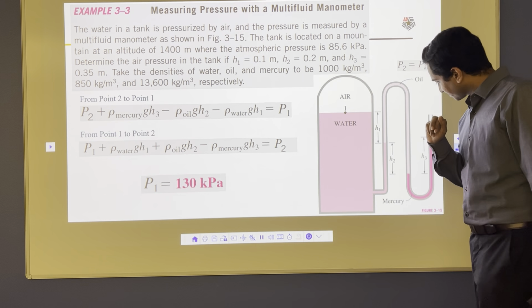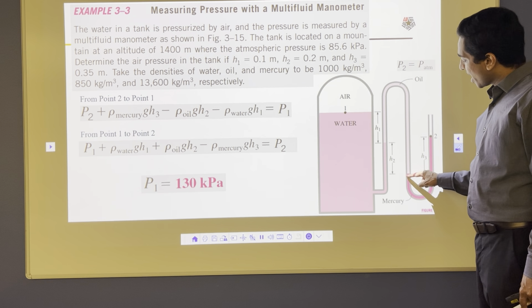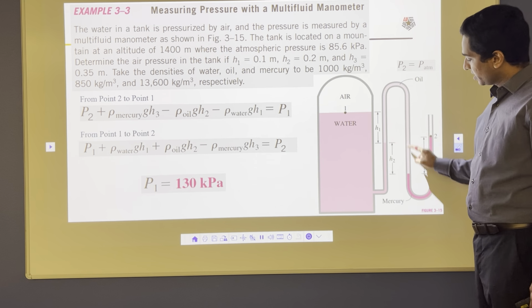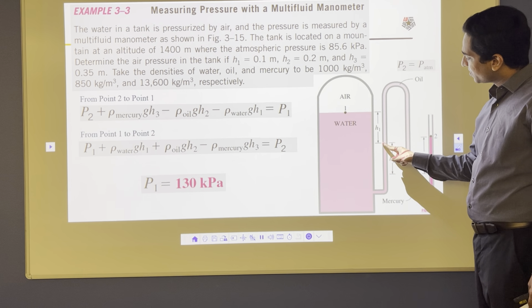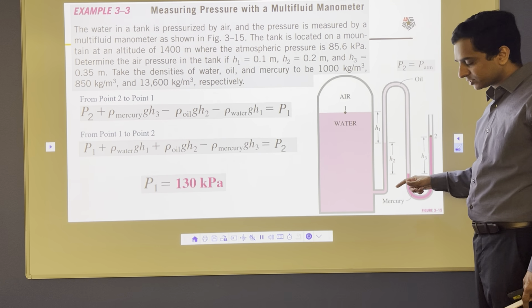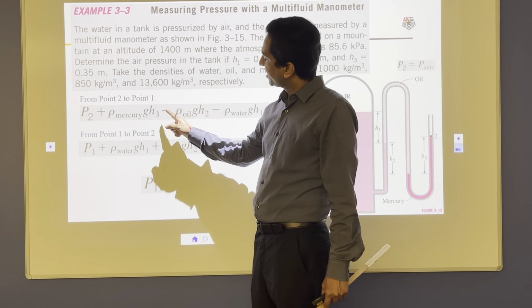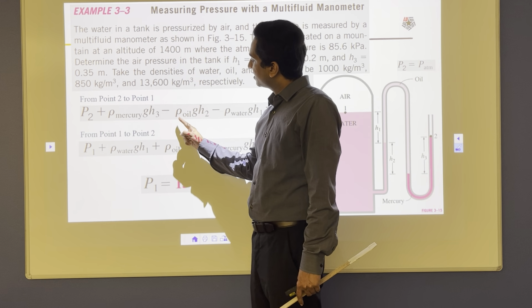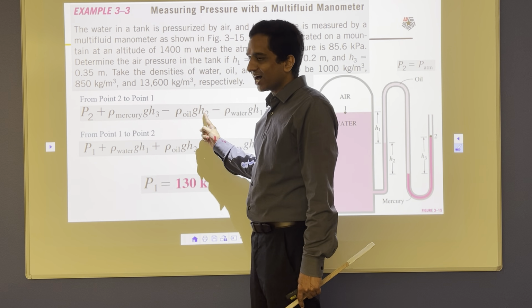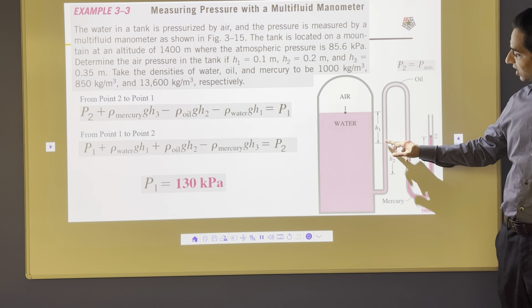Then what happens? You start here, you have mercury ending here, and now oil begins. So oil goes up here, and then it ends up here. So it's ending with height H2 in the upward direction. Downward is positive, upward is negative, and that's oil ending upward. So I'm going to apply a negative sign, and then density of oil g H2, because rho g h: density, gravity, height H2 in the upward direction. So that's a minus sign, and that's my H2, oil ends here.